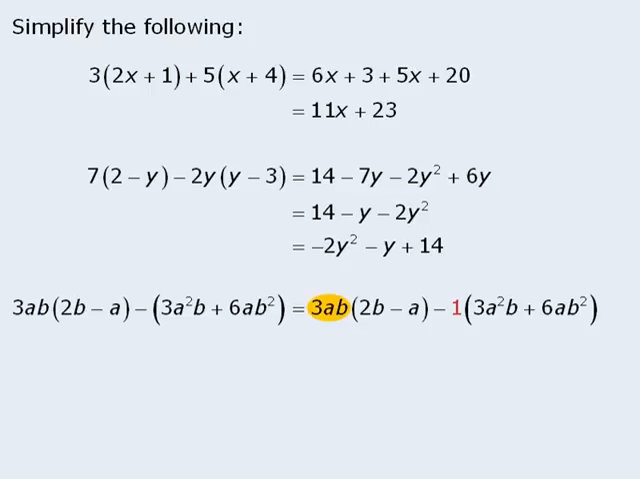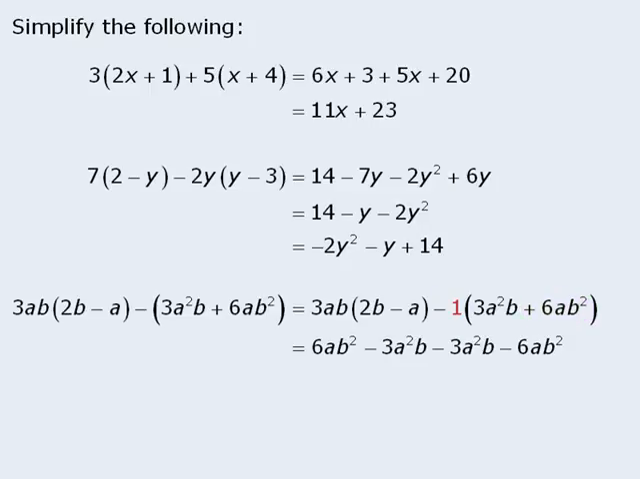First we'll multiply 3ab by 2b to get 6ab squared. Then we'll multiply 3ab times negative a to get negative or minus 3a squared b. From here, we'll multiply negative 1 by 3a squared b to get negative or minus 3a squared b. And finally, we'll multiply negative 1 by positive 6ab squared to get minus or negative 6ab squared.